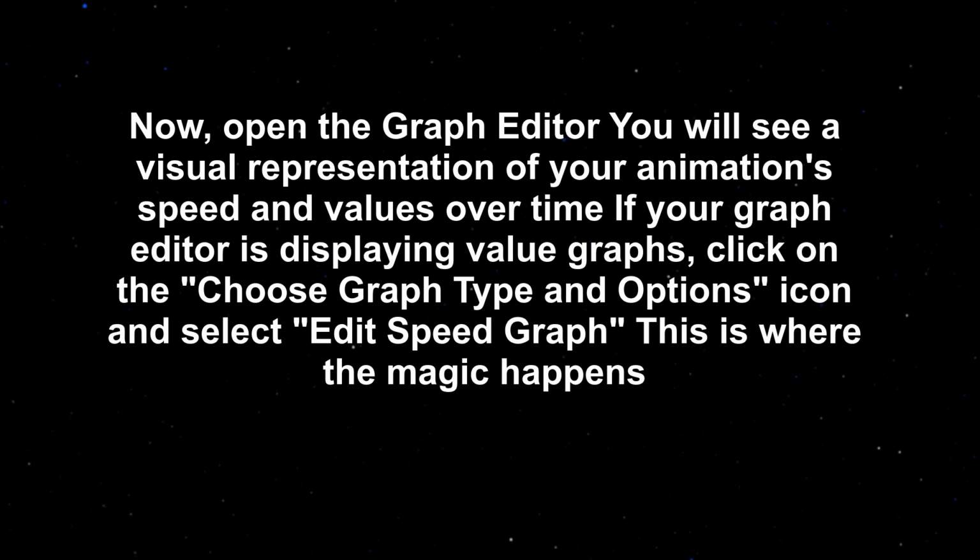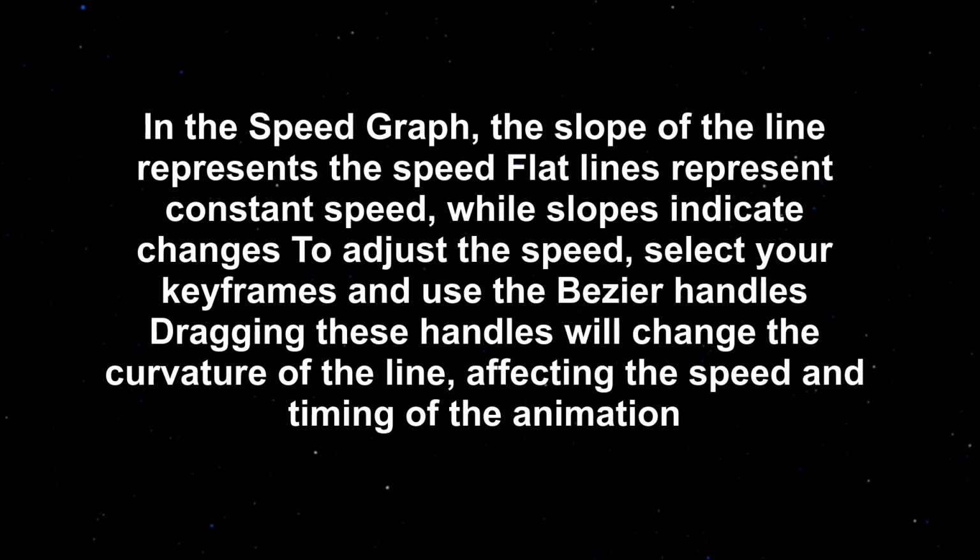Now, open the Graph Editor. You will see a visual representation of your animation speed and values over time. If your Graph Editor is displaying value graphs, click on the Choose Graph Type and Options icon and select Edit Speed Graph. This is where the magic happens. In the speed graph, the slope of the line represents the speed. Flat lines represent constant speed, while slopes indicate changes.